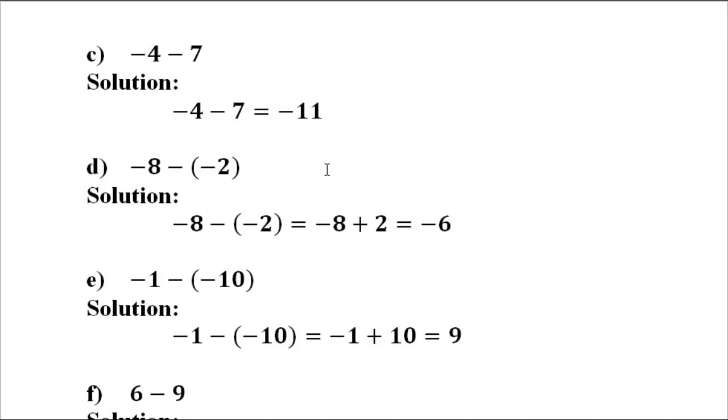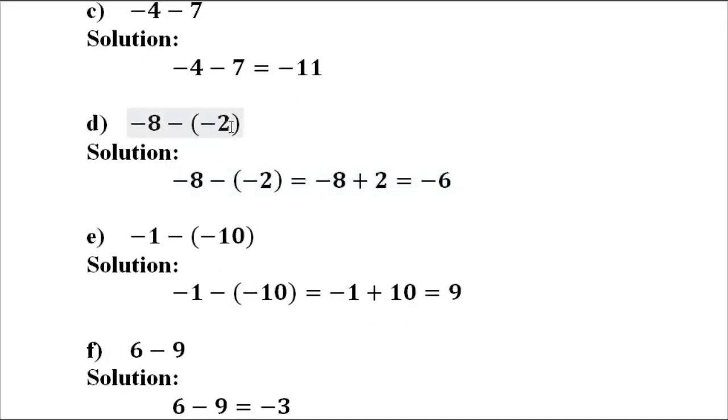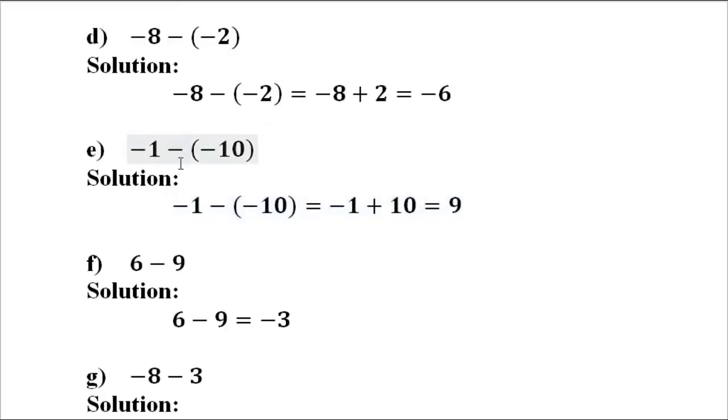The fourth part is negative 8 minus negative 2. As negative of negative is positive, negative 8 plus 2 results in negative 6. The fifth part is negative 1 minus negative 10. Since the negative of a negative is positive, negative 1 plus 10 results in positive 9.